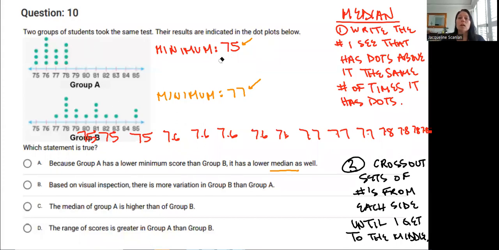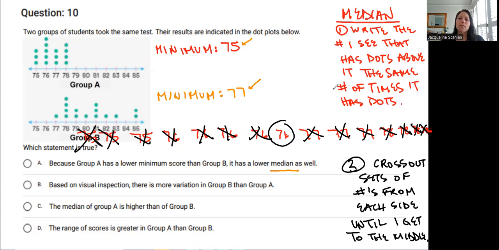Okay, so now I'm going to do this step 2. I'm going to cross them out in sets. One from the left and one from the right, not at the same time, but I'm crossing them out in sets until I get to the middle number. All right, so my middle number is 76. That means my median of group 1 or group A is 76. Now we've got to do the same process for group B.